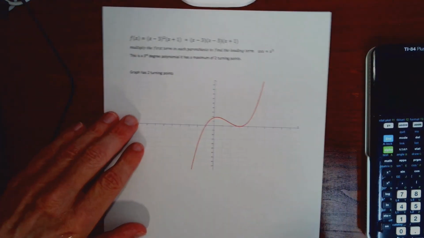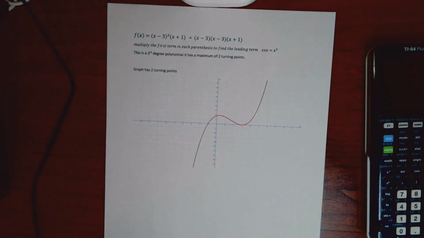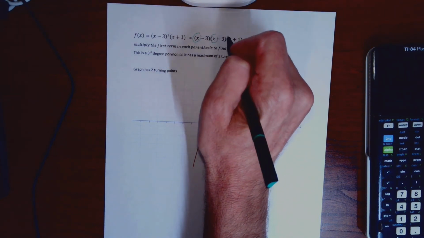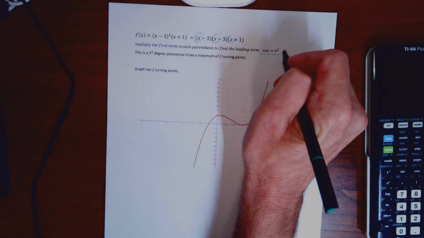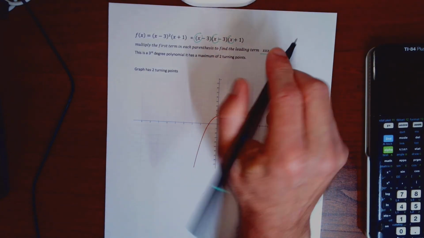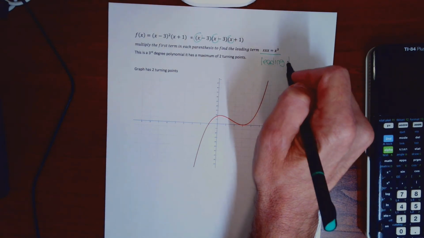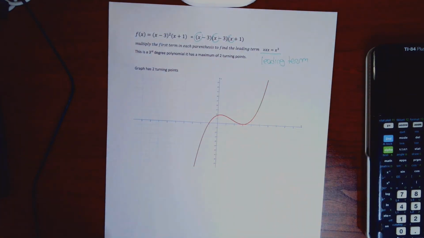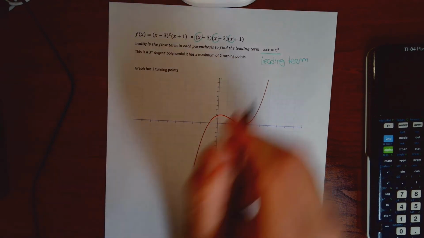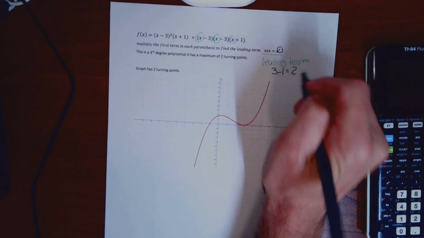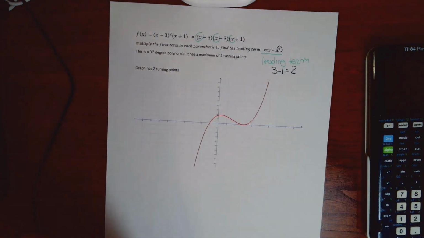If I was given this function and asked what is the maximum number of turning points it can have, well, I need to create that leading term again. I create the leading term by multiplying the first term in each parentheses. So the leading term is just x cubed. And the maximum number of turning points you could have is the exponent of the leading term, which is 3, minus 1. That would say I have 2 maximum turning points. And the graph actually even has 2 turning points.